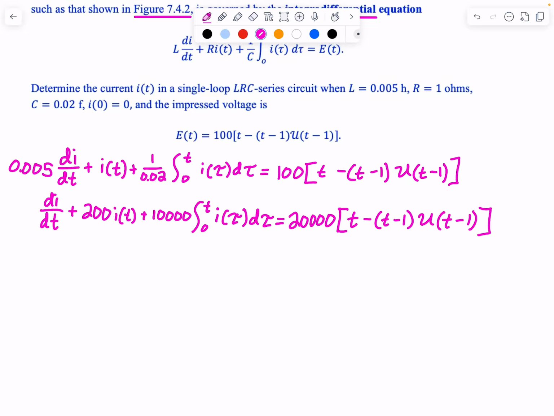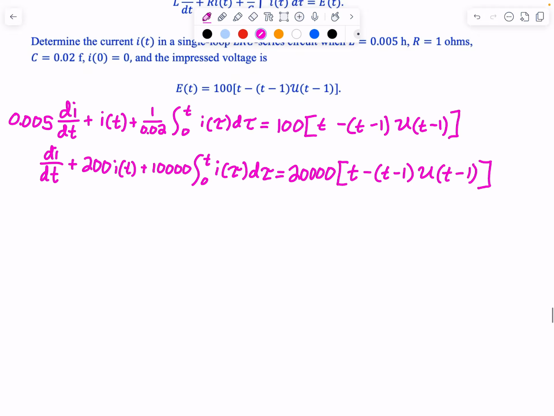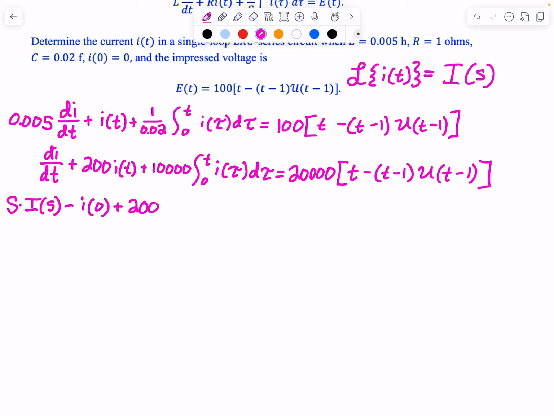Okay. So now we can go ahead and take our Laplace. I'm not going to write the L for this since this is so long. I'm just going to go ahead and take it. I'm going to put up here that the Laplace of I of t is going to be capital I of s, like that. All right, so we got to be careful here. I'm going to get s times capital I of s minus I of 0 plus 200 big I of s.